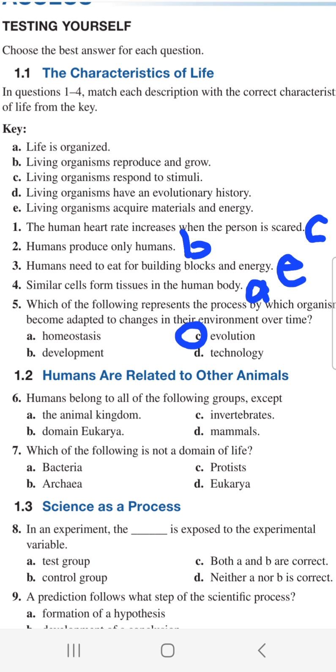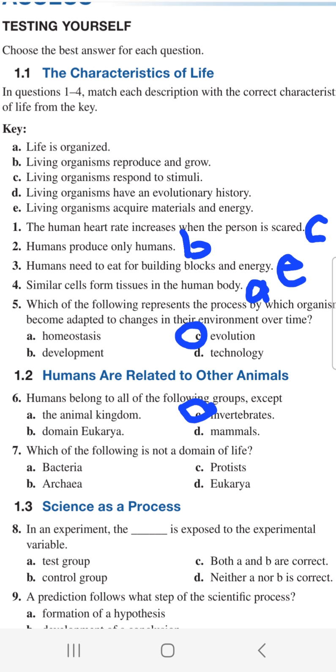Question number 6, humans belong to all of the following groups except what? The animal kingdom, yes, we do belong there. Domain Eukarya, yes, we are eukaryotes. Option C, invertebrates. In means without, vertebrates means having a spine, your backbones. So are we without backbones? No, we do not belong to that group. We actually belong to vertebrates. And mammals, obviously we are mammals.